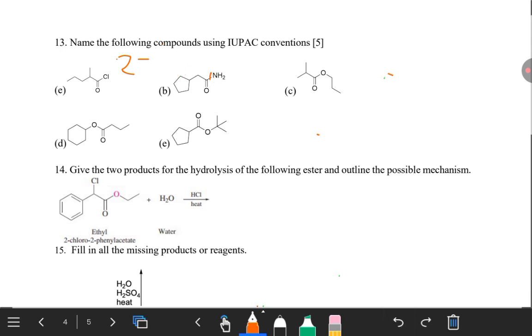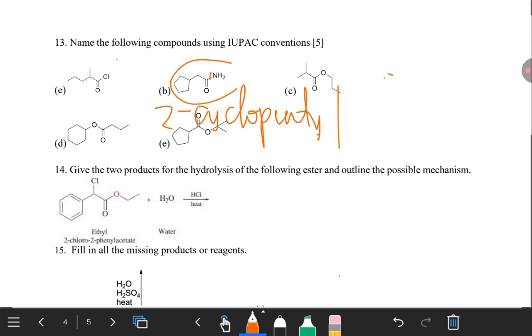So we are going to name it as 2, that's where we have cyclo. Let me write it below. So that is 2 cyclopentyl. Then the next thing we need to consider here, this structure just has two carbons. Because it has 2 carbons, we can say aceta. So aceta is for 2 carbons, so acetamide.